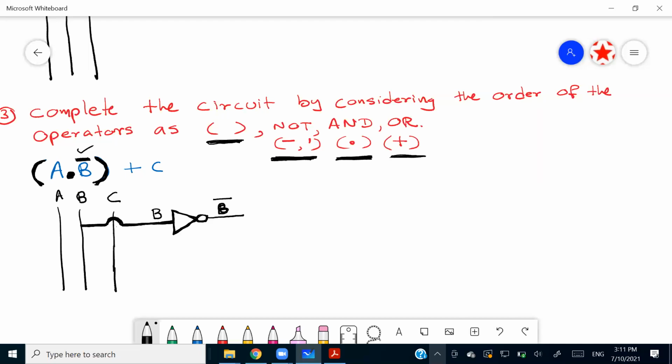So now we have to deal with the dot operator, the AND operator. The AND operator happens between A and B bar. So we have B bar over here, and we are going to take a line from A. So we jumped over the B, we jumped over the C, and we take A. So we got A over here. Now these two are going to be put inside an AND. So this is going to provide me A dot B bar. Yes, everyone, is that clear?